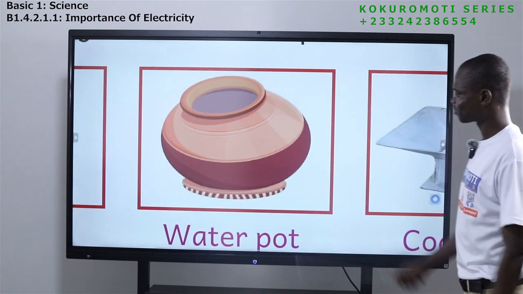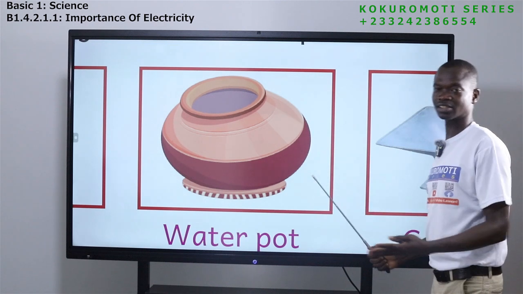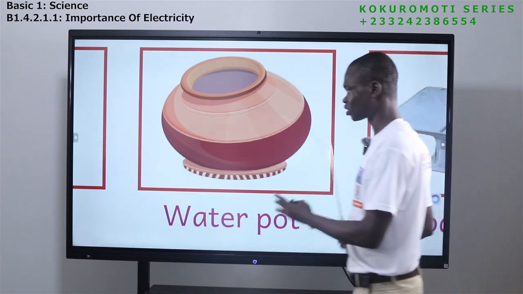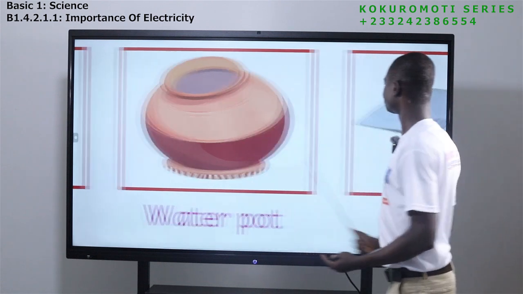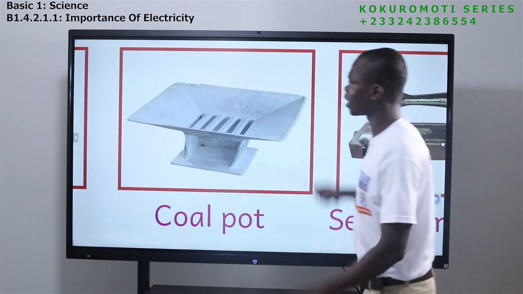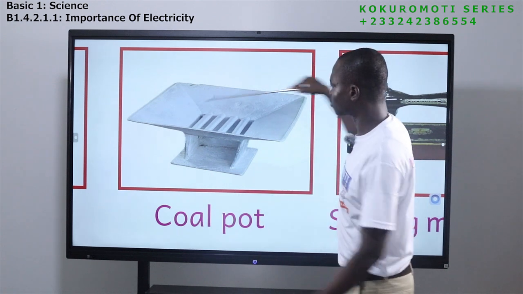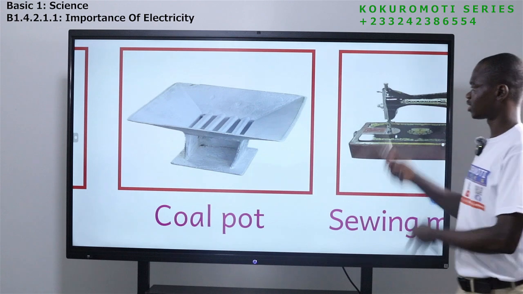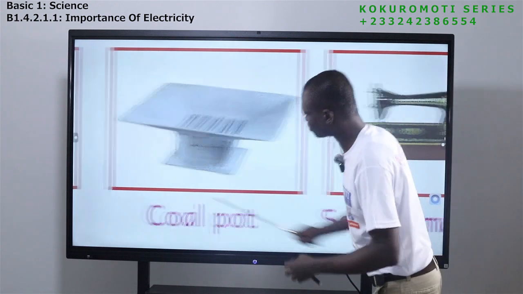So let's come here. This one too, we can use it. It is what? Water pot. This is water pot. It doesn't use electricity. Have you seen this? Coal pot. Yes. This is where we prepare our food. You put charcoal here, then you fan this side, the fire, then the charcoal will be what? Burning. So this is coal pot for you.